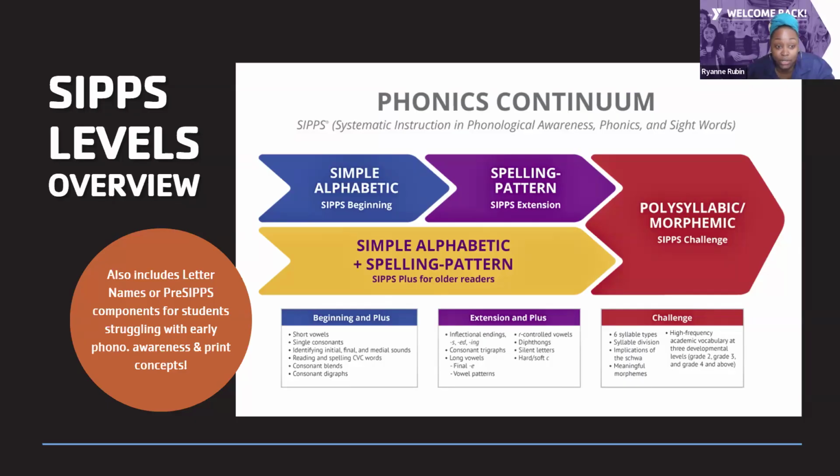Also included in SIPPS, there's the letter names curriculum that I was mentioning earlier. That's going to be for your pre-SIPPS kiddos. And that component will hit the early phonological awareness concepts and print concepts. So we'll go over that in that beginning training. So you'll get more information about that. Pre-SIPPS is the curriculum that you give to the students that do not place into SIPPS. So if they're too low, I think you need about 20 letters to enter into the curriculum. So if they don't know their 20 letters, then they would go into that pre-SIPPS curriculum.